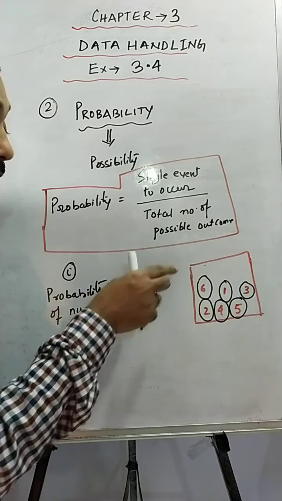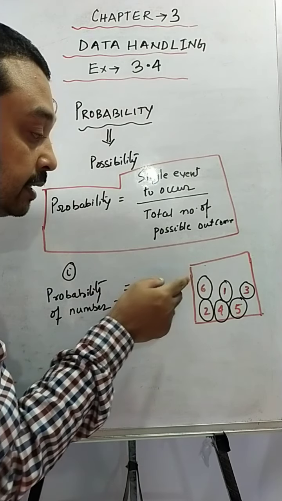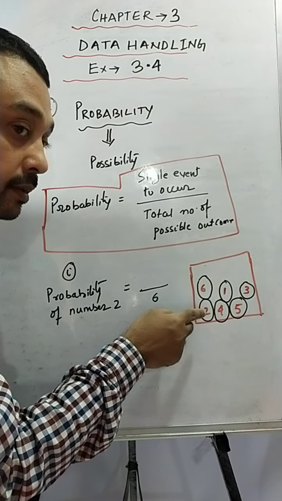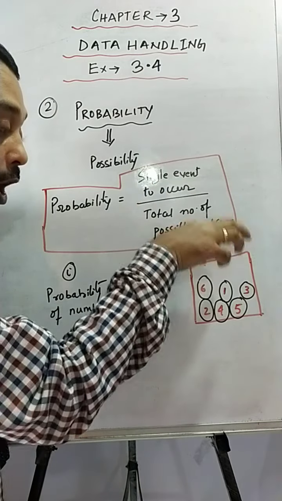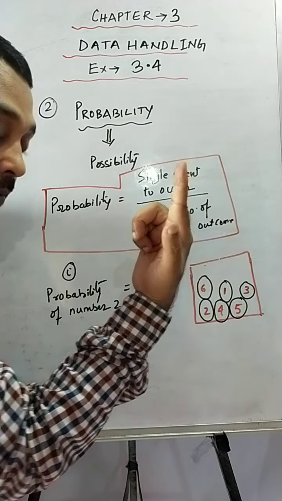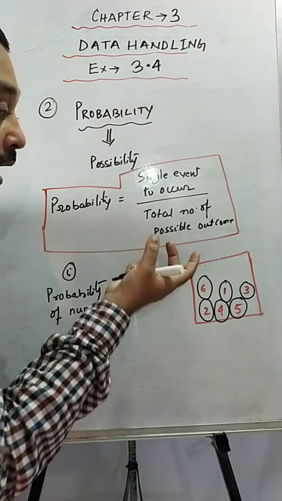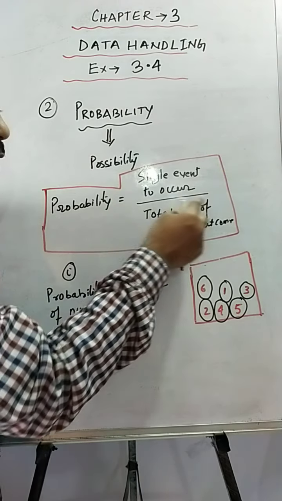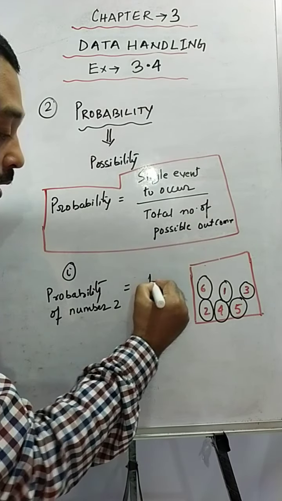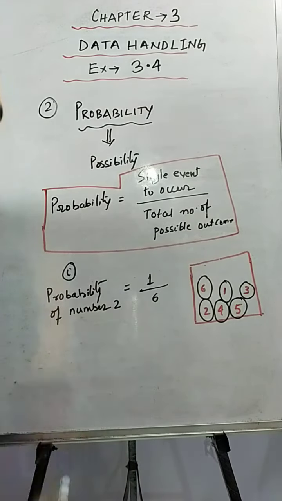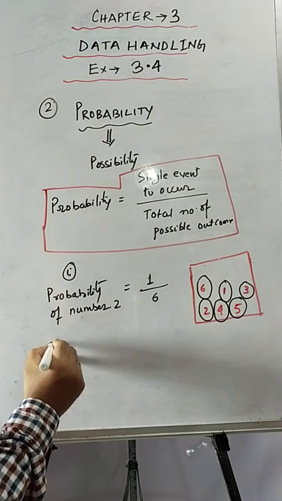Now, in this 6 time action, that is in the total number of possible outcomes, how many times will it happen that I get the number 2 ball? When I am taking the balls outside, how many times will I get the number 2 ball? Only 1 time, isn't it? So the probability is: single event to occur, the desired event that I want to see, is 1 time only out of the total outcome. So my probability of number 2 ball will be 1 by 6.